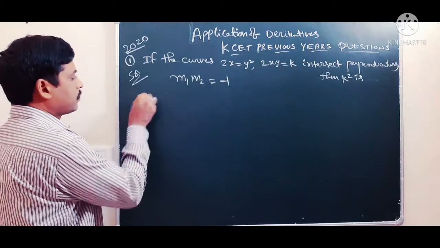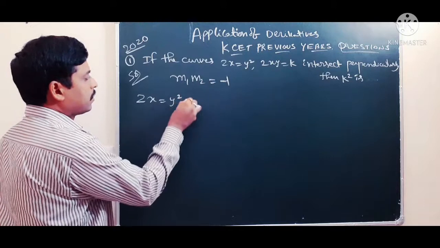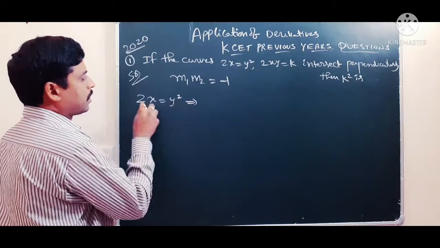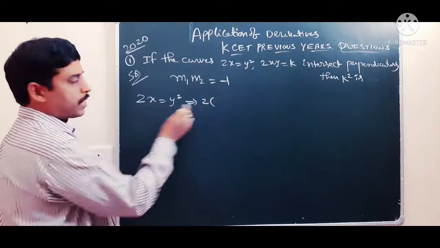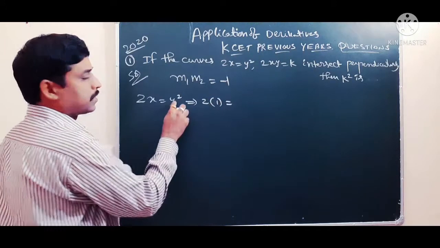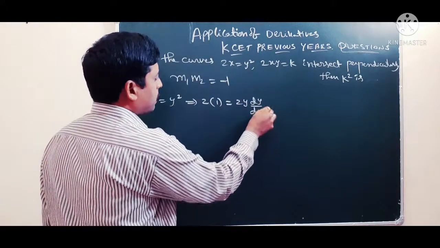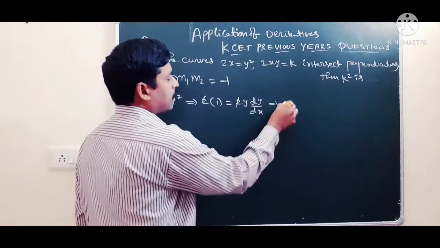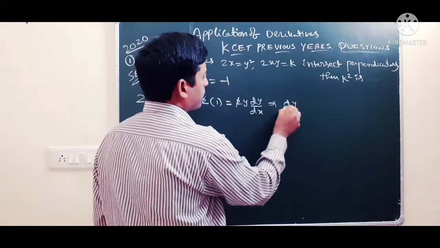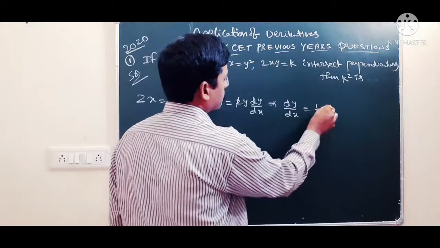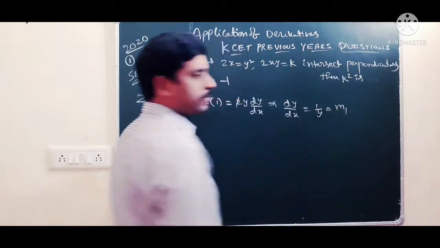So what are the given curves? 2x is equal to y square. Now applying derivative on both sides: 2 into differentiation of x is 1, differentiation of y square is 2y dy by dx. 2 gets cancelled. Therefore dy by dx is equal to 1 by y. So let us take this as M1.